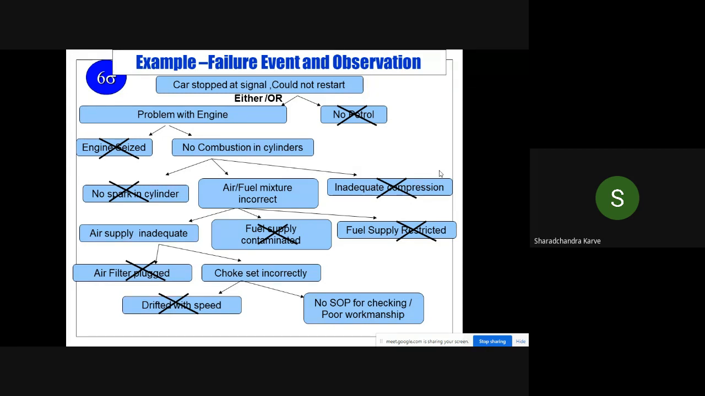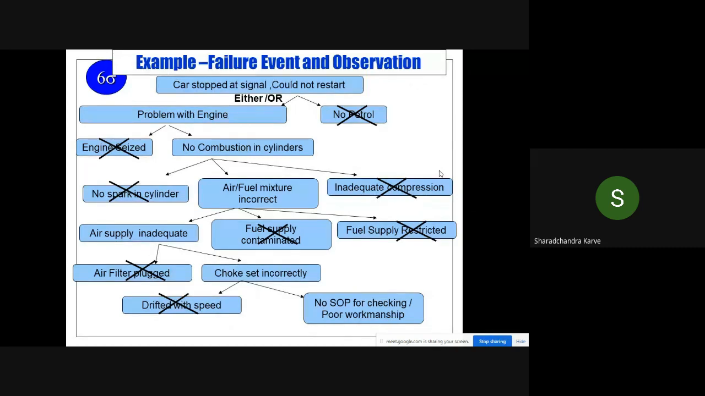Generally this is done in analysis of events, means accident analysis or generally post-mortem type of events, when actually something has happened and you are trying to find out the root cause for that. So fault tree method is generally used for analysis of the accidents, etc. Or the events. So car stopped at signal. So I have two reasons. I ruled out one, then go for this.